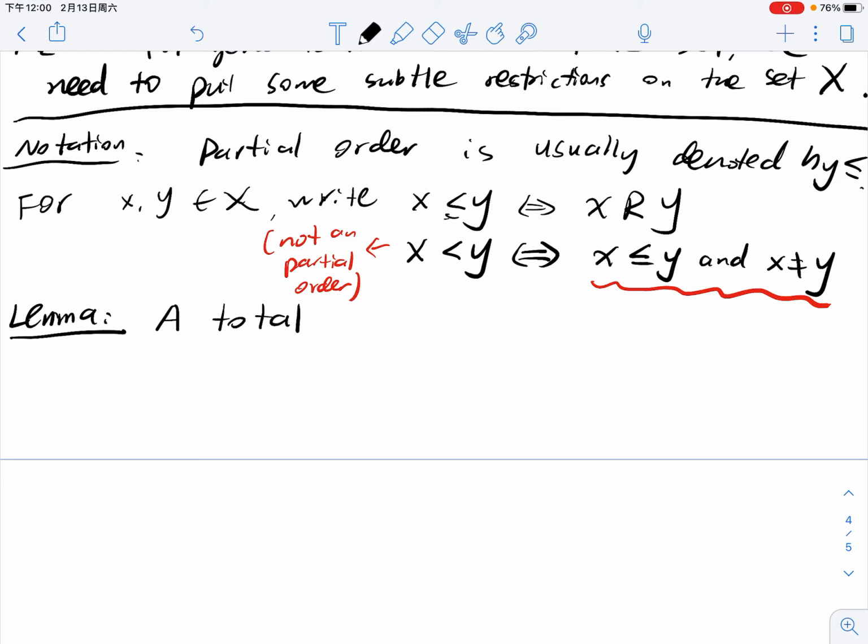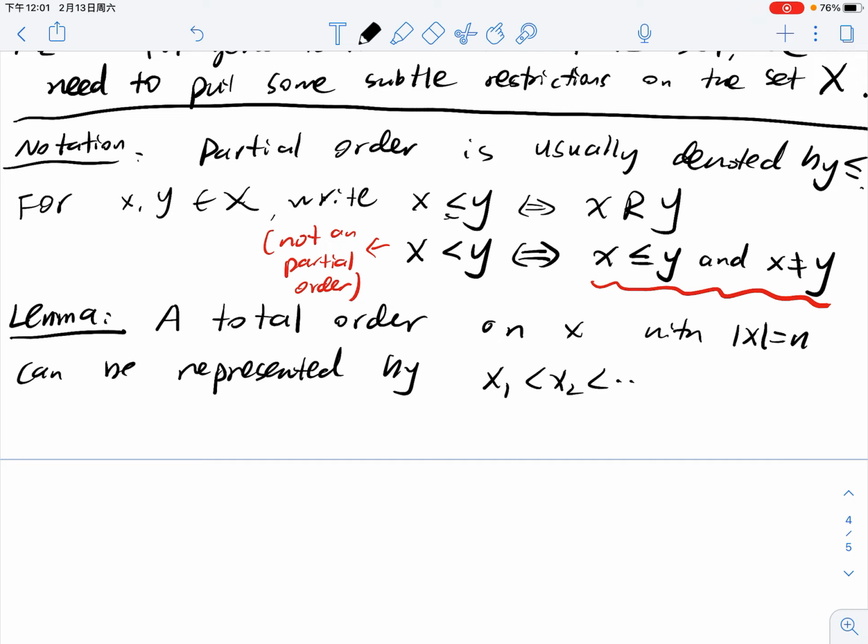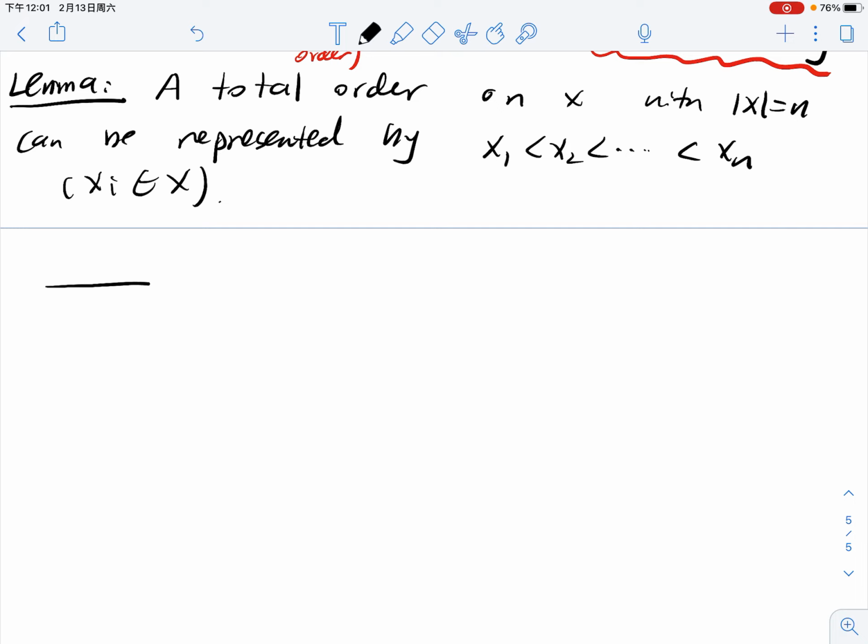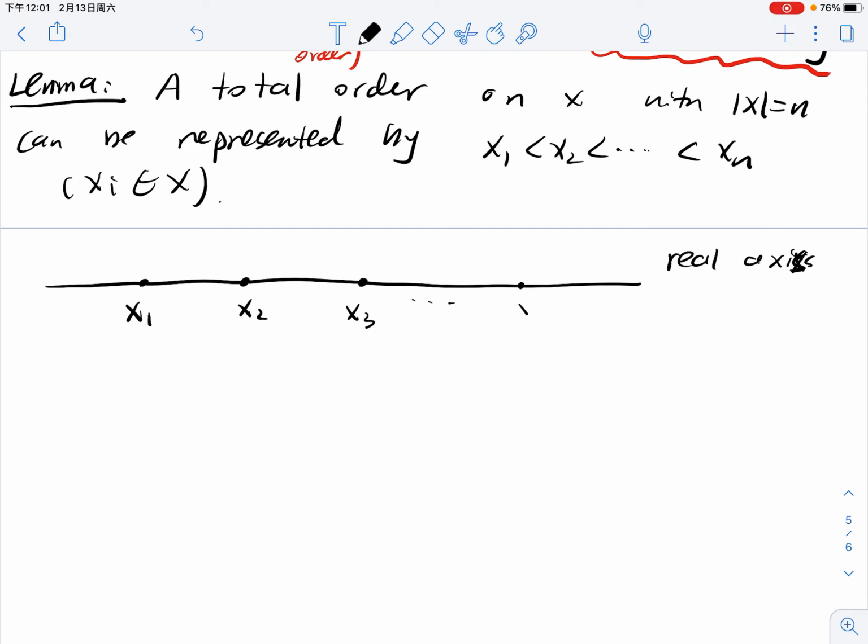So a total order on X with an element can be represented by x1 less than x2 less than ... xn, xi in X. And if you represent it on the real number line, for example, the real axis, this is exactly the comparison by the magnitude. Therefore, sometimes people call it a linearly ordered set.